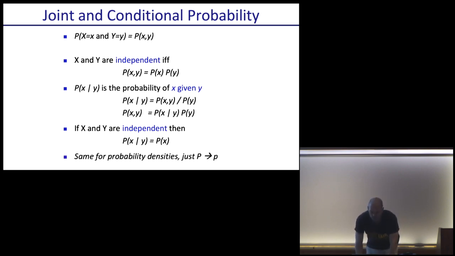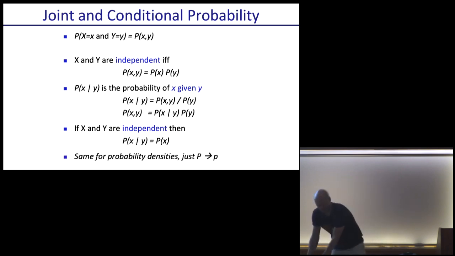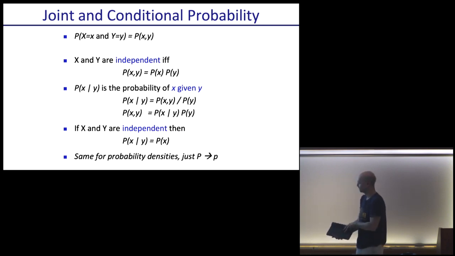All of this is also true for probability densities. It's just, in densities often it's a small p, but other than that, you can write the exact same math, and now it'll say something about the densities instead of the actual probability mass.